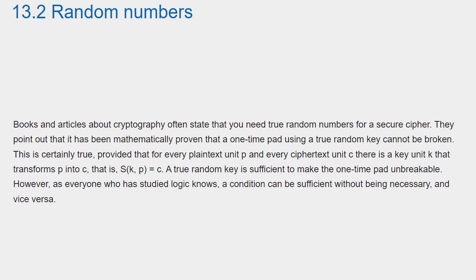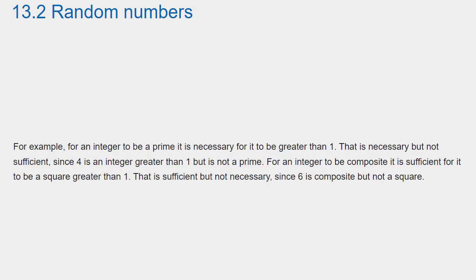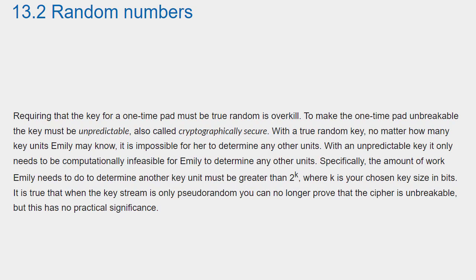However, as everyone who has studied logic knows, a condition can be sufficient without being necessary, and vice versa. For example, for an integer to be a prime, it is necessary for it to be greater than 1. That is necessary, but not sufficient, since 4 is an integer greater than 1, but is not a prime. For an integer to be composite, it is sufficient for it to be a square greater than 1. That is sufficient, but not necessary, since 6 is composite, but not a square.